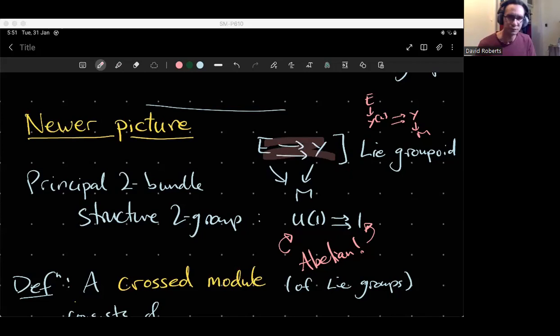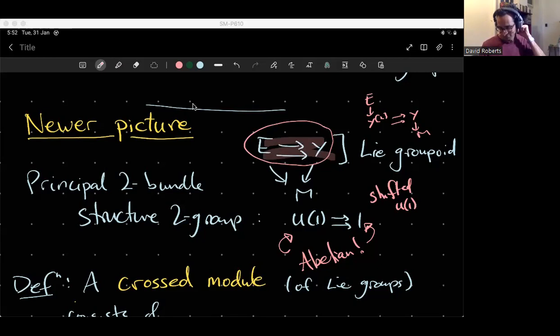Yeah, so the more modern viewpoint is that we can think of this as the total space of some principal bundle-like object, except it's not just a manifold, it's got extra rich structure. And the structure 2-group is something like a shifted U(1), if you like. It's kind of like when people do BRST-type stuff and you've got ghosts coming in. That's at the Lie algebra level, where you have shifts of gradings, but this is at the Lie group level and we've shifted U(1).